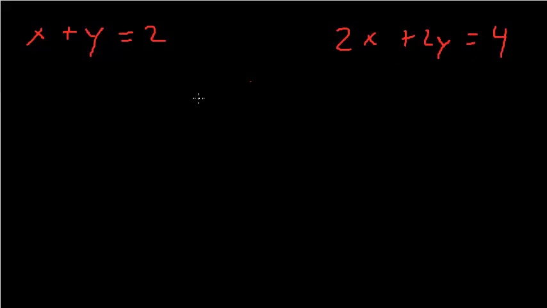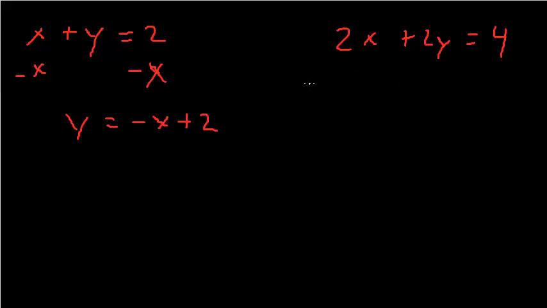Let's try one more. Let's take x plus y is equal to 2, and 2x plus 2y is equal to 4. Alright, again we want to find a variable to isolate first. In this case we can either choose to isolate x or y. Just because it'll look more familiar, let's go ahead and isolate y. We'll subtract x from both sides, and we have y is equal to negative x plus 2. Now we can plug this in to this second equation.